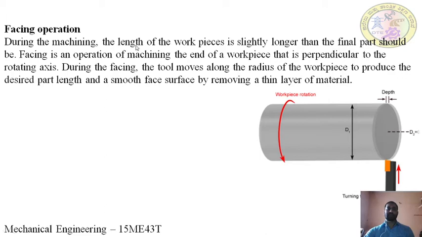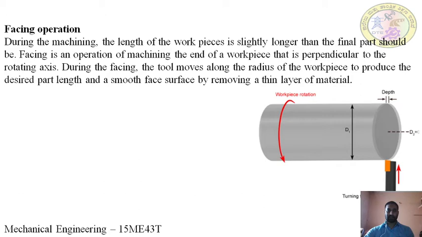So it will keep on reducing the length of the workpiece like this. During machining, the length of the workpiece is slightly larger than the final part should be. If the required length of the workpiece is 100 mm, the raw material size should be like 110 mm or 105 mm. This 5 mm extra material has to be removed from both sides. So 2.5 mm from this side and 2.5 mm from this side has to be removed. This 2.5 mm is removed by this facing operation.